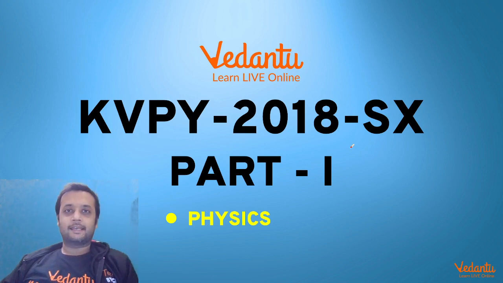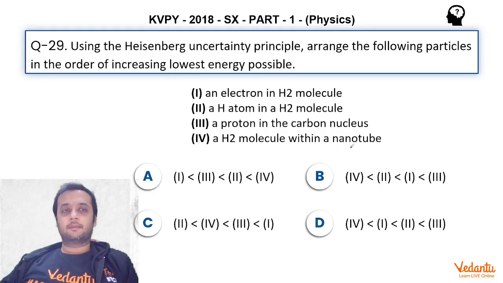Hi dear students, let's see this question that came in the KVPY 2018 SX Part 1 Physics paper. Basically, this was a very nice question based on the Heisenberg uncertainty principle. We have to find the correct order of energy, and there are four cases given: electron in hydrogen molecule, hydrogen atom in hydrogen molecule, proton in carbon nucleus, and hydrogen molecule within a nanotube.